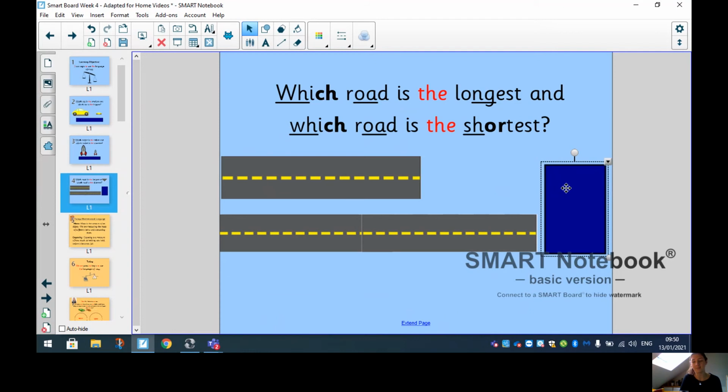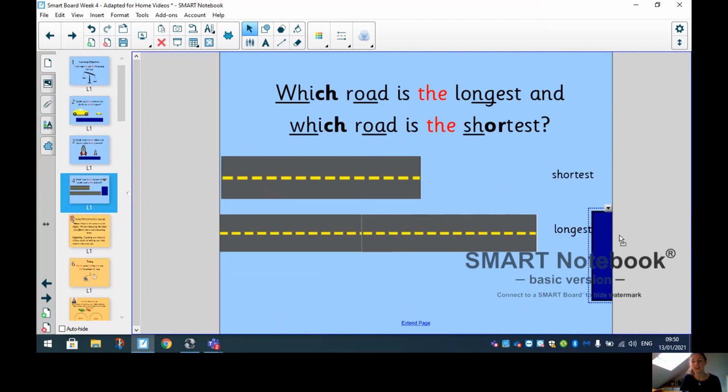Tell your adult. That's right, this one here is the longest. It goes the furthest along our page, and this one only goes a little bit across our page, so this is the shortest when we are comparing the items.